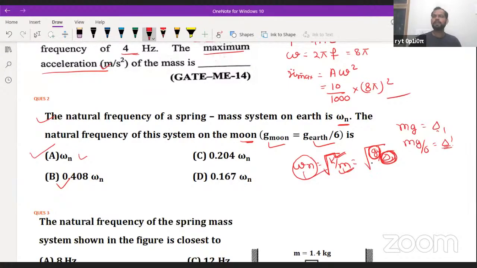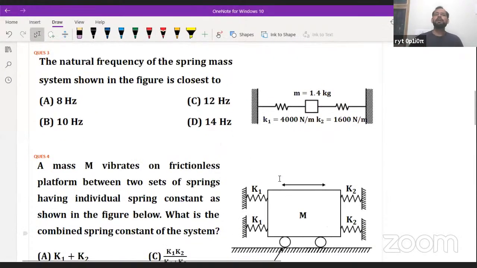Now come to the next question. Right now we will be seeing a couple of questions; some we will solve, and about some questions we will discuss the concept only. So can anybody tell me, here are the springs in series or parallel?